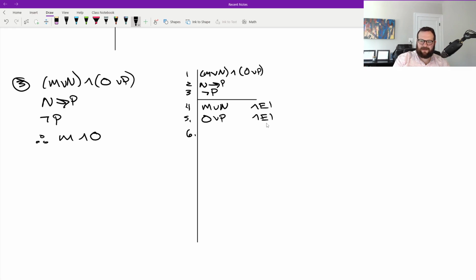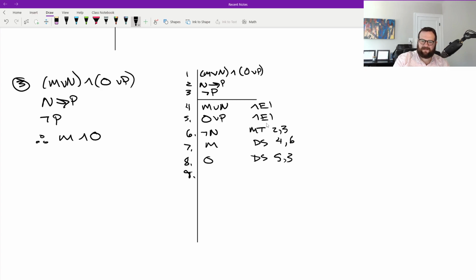Next step, I'm going to use the modus tollens that we discussed to get not N. That's modus tollens from 2 and 3. Now that I have that, I know that M must be true using disjunctive syllogism 4, 6. Now I need to work on O, right? I've got M, but now I need O. Well, as we said, we have O or P here, and we know that P has to be false, so that means O has to be true. Again, that's disjunctive syllogism, this time 5, 3.